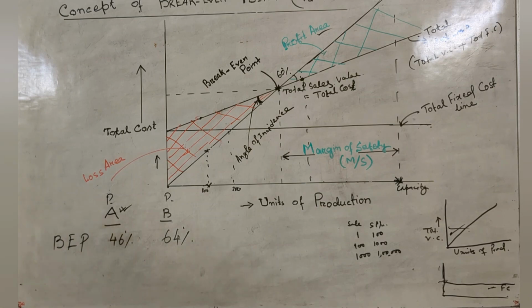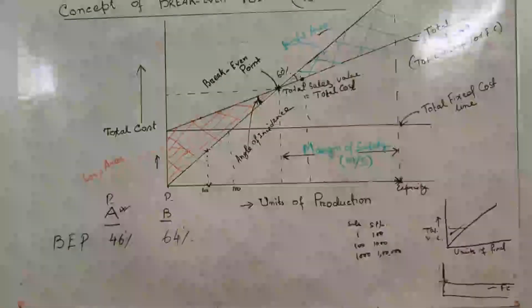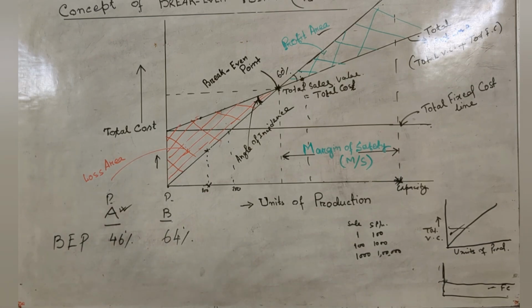Even if you are going to invest your precious money in different projects in front of you, you have to check the break-even points, and accordingly you have to take a decision. If the break-even point is less, that means less risk is involved in the project, and you will quickly get earnings from the project. That's why break-even point analysis is very important, and for this purpose, you should have the idea of total fixed cost line, total variable cost line, total cost line, total sales line.